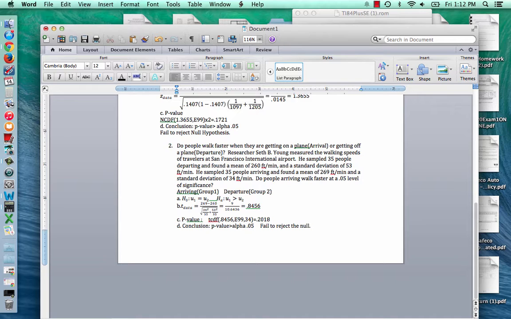Sorry about getting the wrong tail at the beginning there, but it was fixed. Faster on a speed means greater, and that's the way I wanted to set this up in the first place, was a greater, because it's a speed. A faster speed is a greater speed.